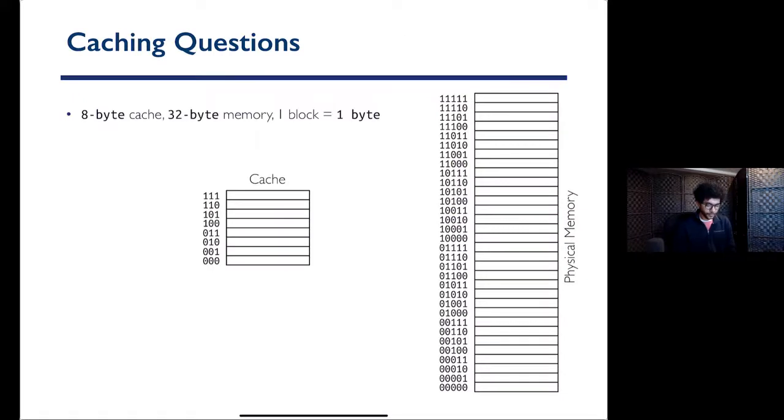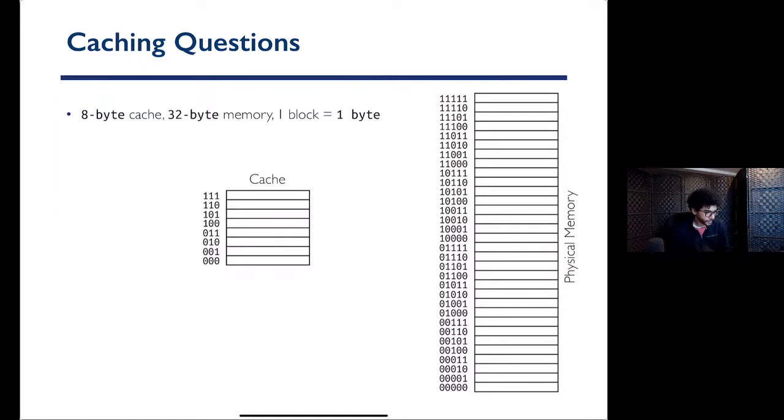Now, when you're designing a cache, there are certain questions that you have to answer. Now, let's set up the setting here. This is an example that we're going to look at in multiple slides. Let's assume that you have a memory with 32 bytes. And let's assume that your cache is only 8 bytes.